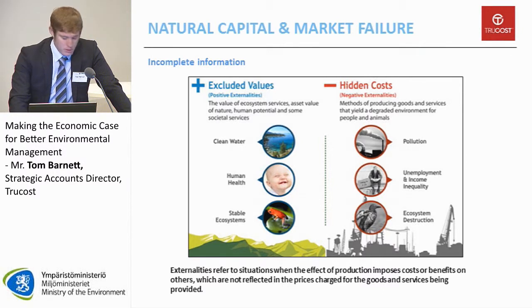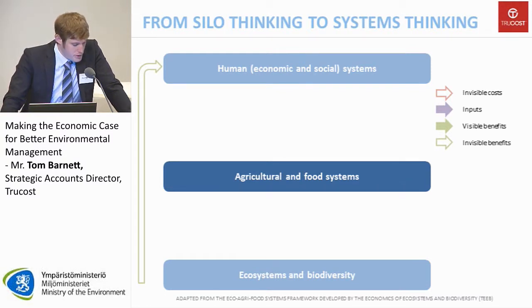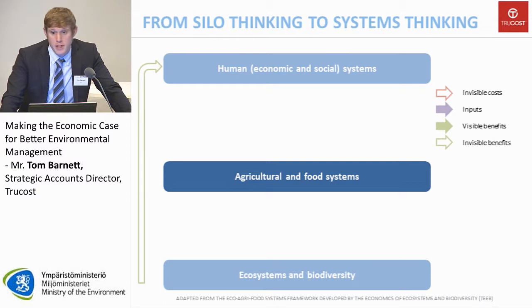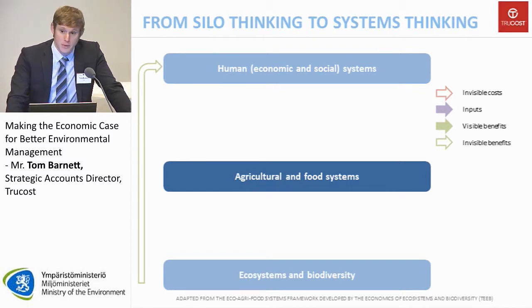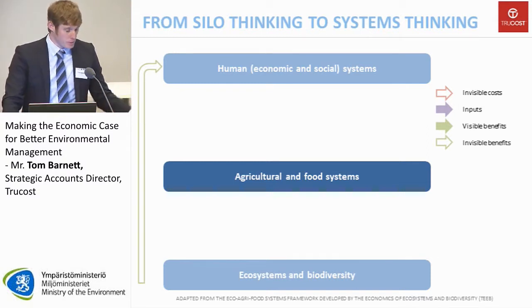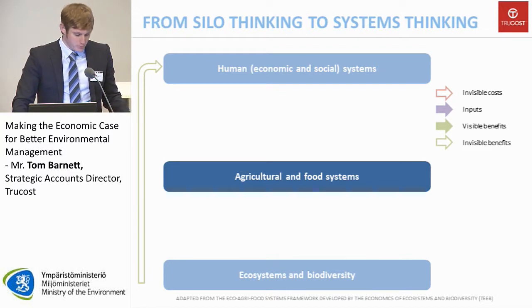So I'm actually going to show you an example of these hidden costs and excluded values in the agricultural and food systems, based on an ongoing study by TEEB, the Economics of Ecosystems and Biodiversity. This study essentially seeks to make the business case for better environmental management through promoting systems thinking, by bringing together the evaluation of ecosystems on one hand and the evaluation of agricultural systems on the other. And this is really important since the economic invisibility of the links between these systems is a major reason for the prevailing silo thinking that we have at present.